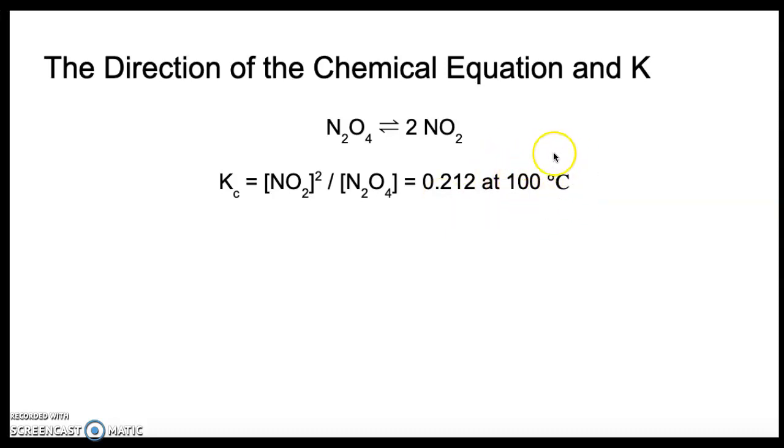So remember, depending on the temperature, that will change our equilibrium constant. Now, notice that our equilibrium constant here is just a number with no unit. So this is the great thing about equilibrium constants, is that they do not have a unit. You don't have to worry about that at all. It's just going to be the number.